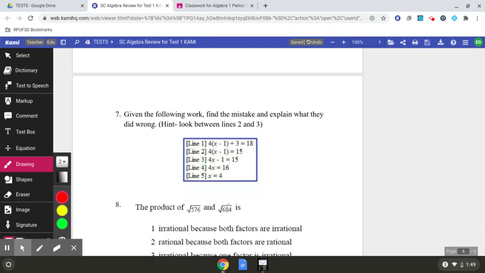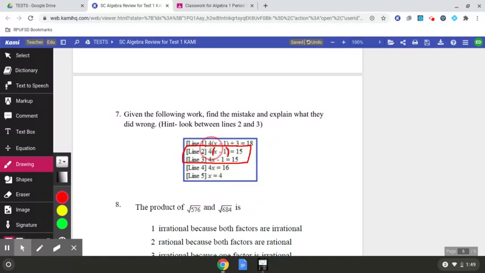Okay, number 7 says, given the following work, find the mistake and explain what they did wrong. So hint, look between lines 2 and 3. So if I focus only on lines 2 and 3, I want to compare them. And what do I notice? I notice that I started here with parentheses, right? And now it looks like they're gone. Okay, so what did they do?